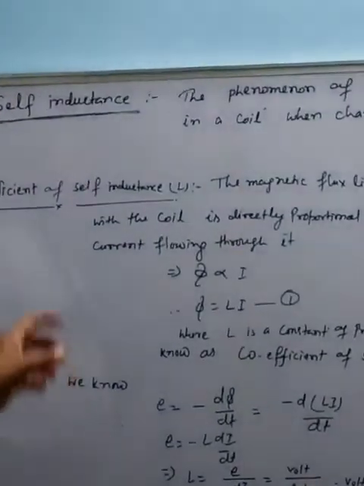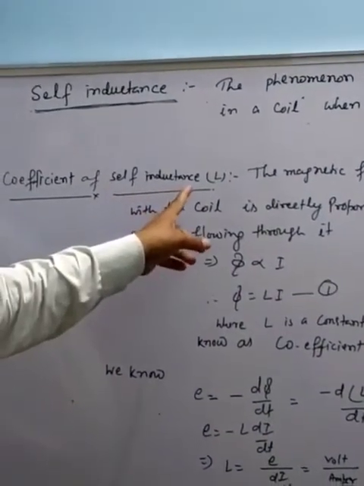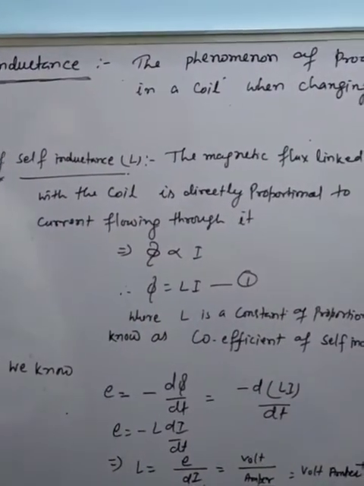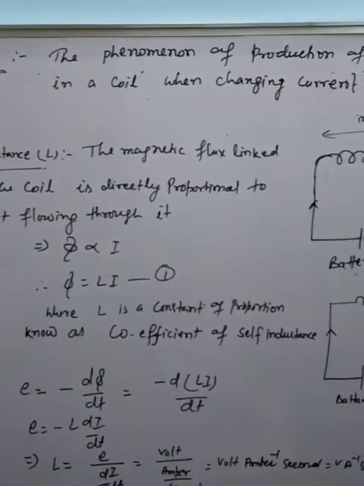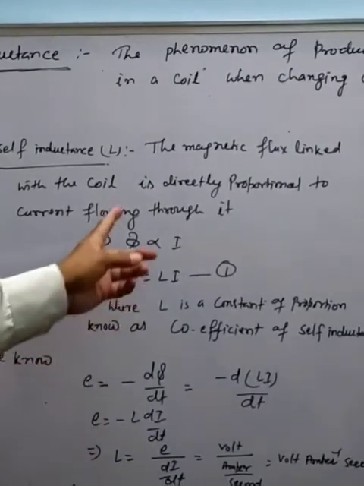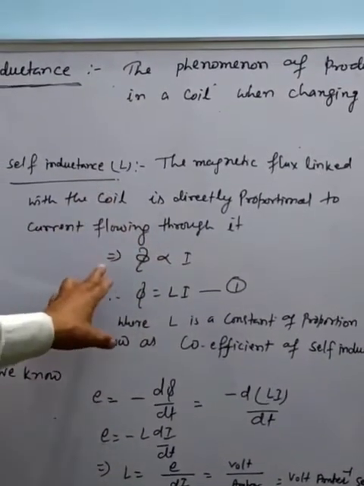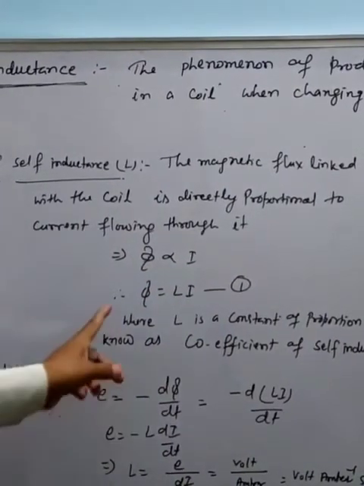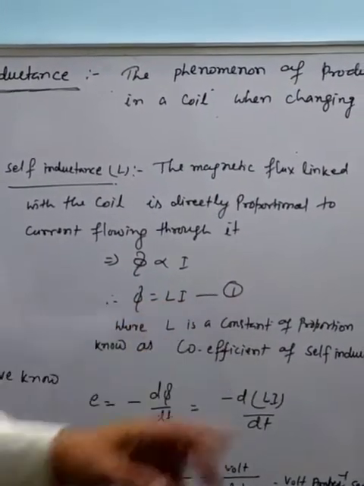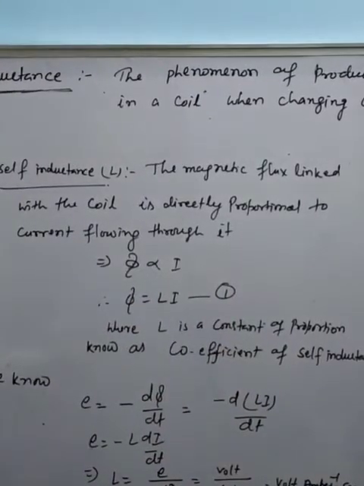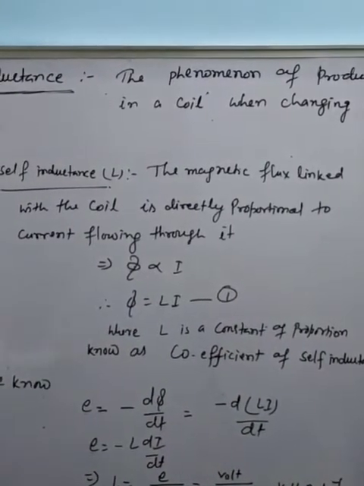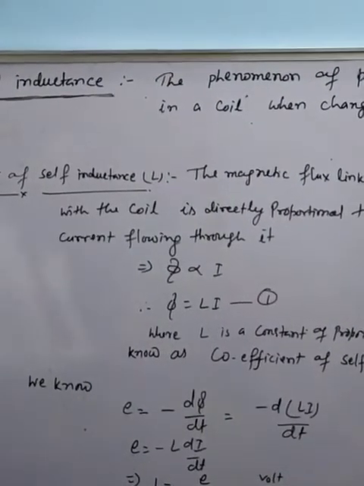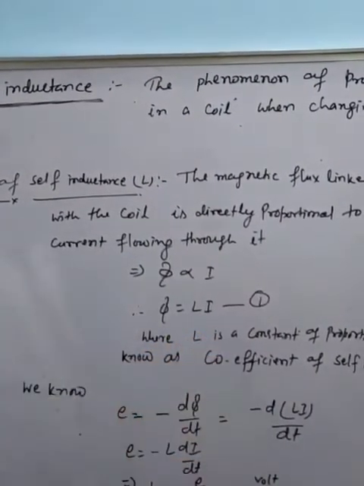Another thing, the coefficient of self-inductance, denoted by L: the magnetic flux linked with the coil is directly proportional to the current flowing through it. So this implies that phi is proportional to I. Therefore, phi is equal to LI, where L is the constant of proportionality known as the coefficient of self-inductance. This is equation first.